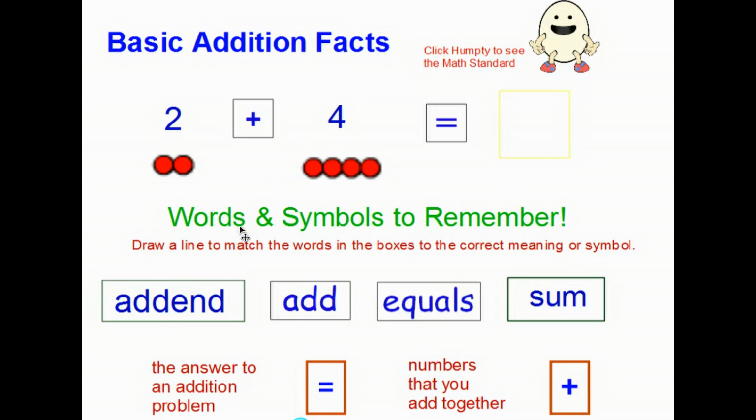Now, words and symbols to remember. Addends. The first ones are called addends. You add them, then there is an equal sign here, and the result will be the sum. In this case, the sum of these two is 6. Yes, 6 is the result. I can say 6 is the sum. The answer to an addition problem equals the number that you get when you put them together. There is also an addition sign here.